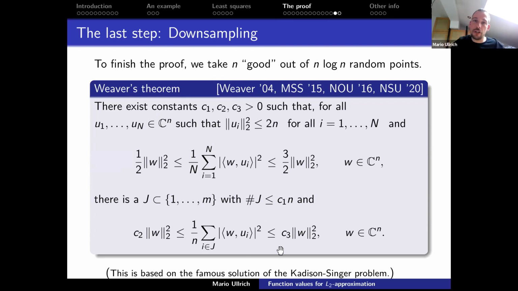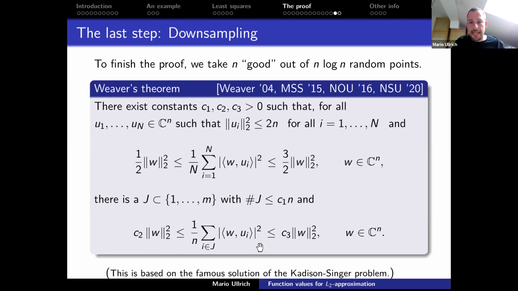It was Weaver's conjecture, and he showed that this is equivalent to the Cadison-Singer problem, which is very important in mathematical physics. And so this solution, it cannot be overstated how important this result is and will be, just for those of you who didn't know that.